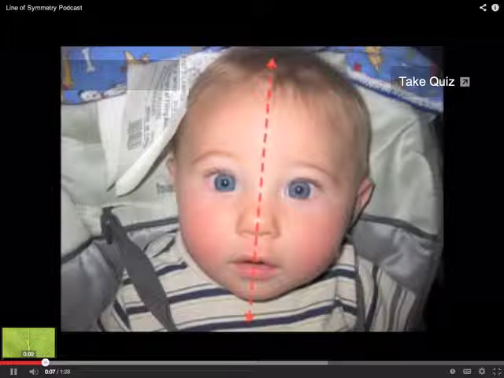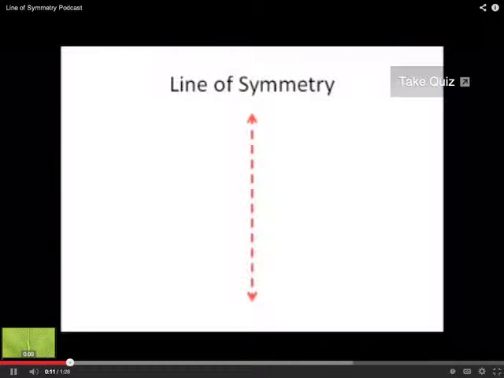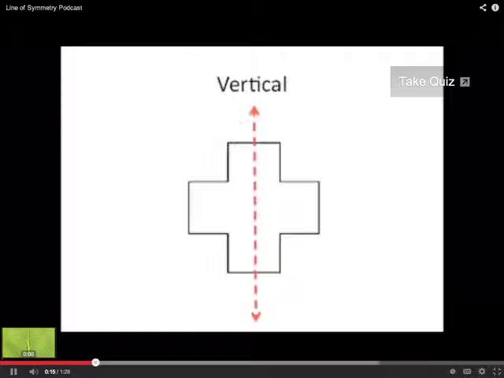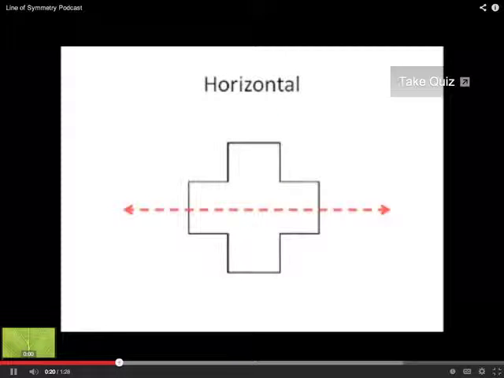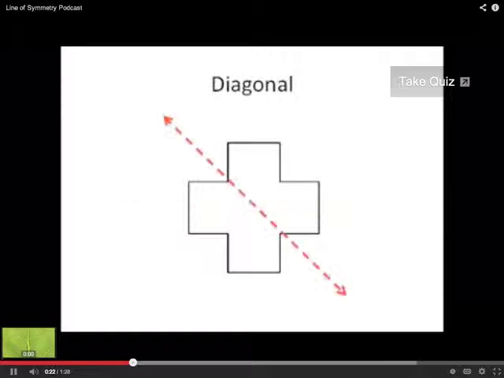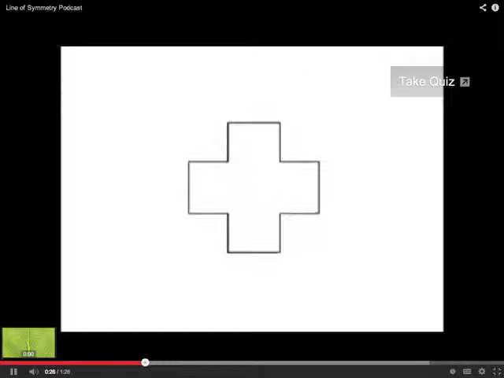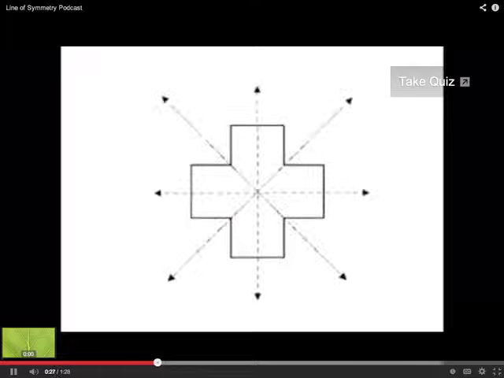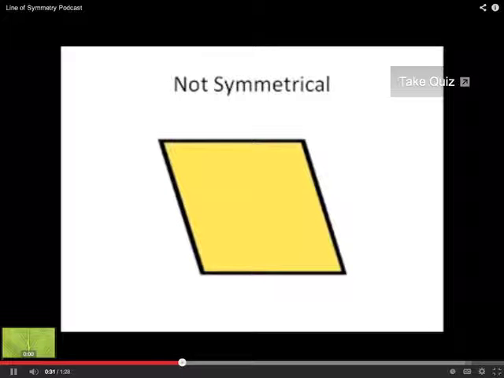A shape has line symmetry when one half of it is the mirror image of the other half. The fold line, or mirror line, is called the line of symmetry. The line may appear vertically, horizontally, or diagonally. Shapes may have multiple lines of symmetry or no lines of symmetry. Not every figure has line symmetry.